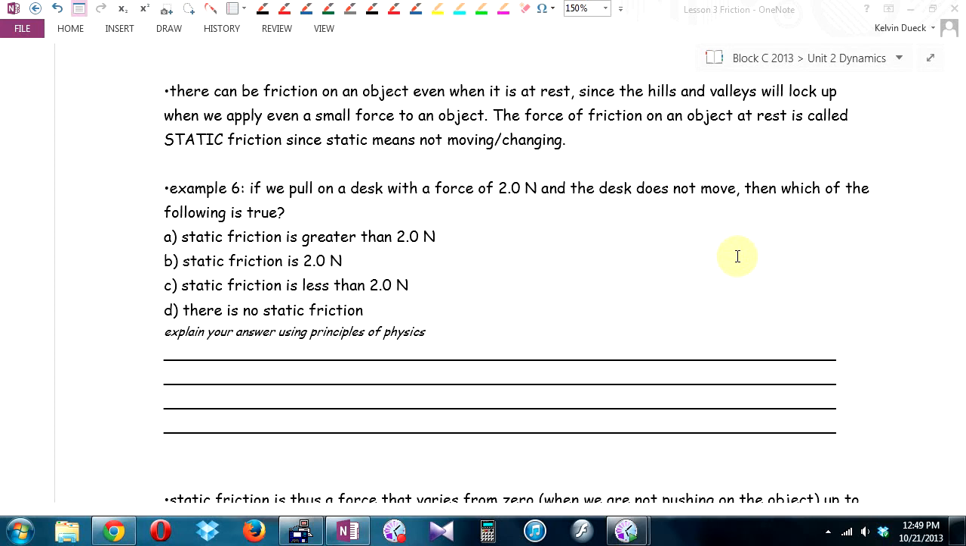So I'm tugging on this desk with exactly 2 newtons, and it ain't moving. Who says A, static friction is bigger than 2 newtons? Who says B, static friction is exactly 2 newtons? Who says C? Who says D?